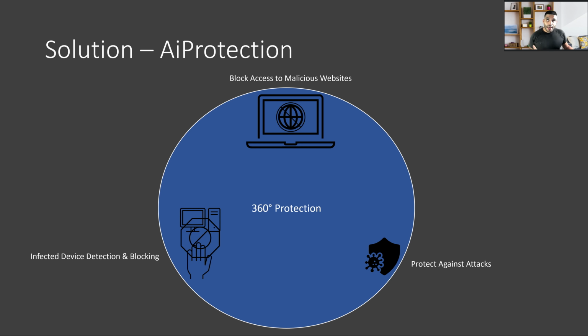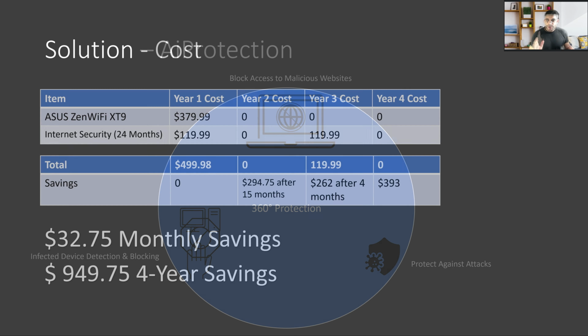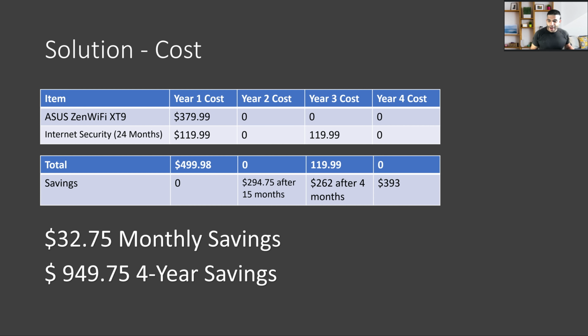So let's take a look at a cost breakdown to see how much this will cost you if you were to implement both the hardware and the software packages that you need to protect yourself and give you that whole protection, plus on top of that, having the right internet package. So here's the breakdown of the cost for having the hardware. And in this case, I specifically chose an Asus ZenWiFi XT9. And then on top of that, we also have an internet security suite, and we do it for a 24-month period. There's a bunch of them out there. You can obviously do your own research as to which one you want.